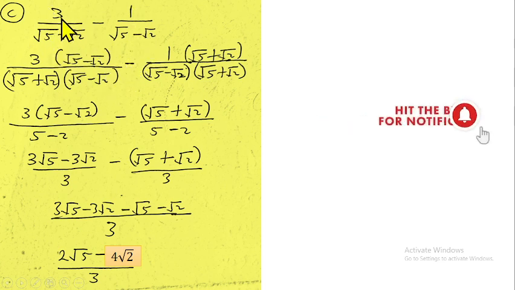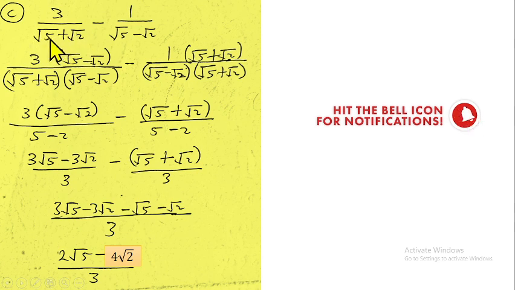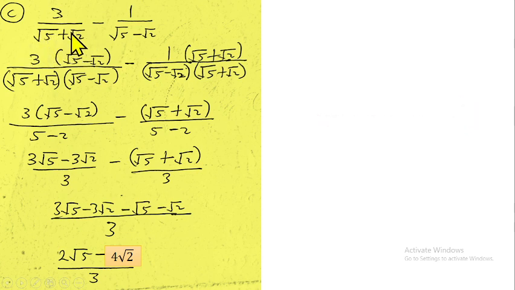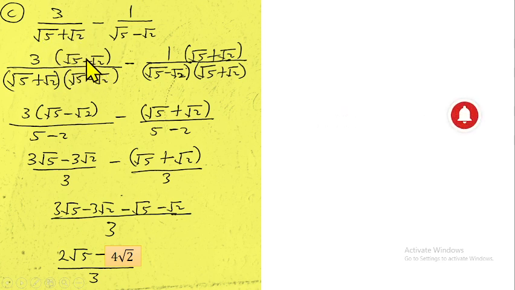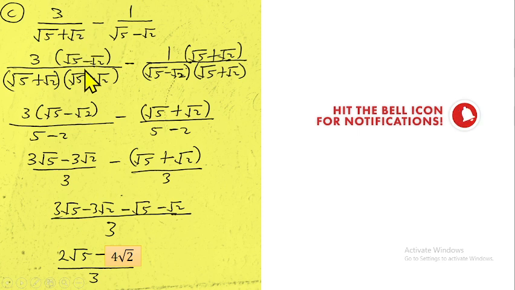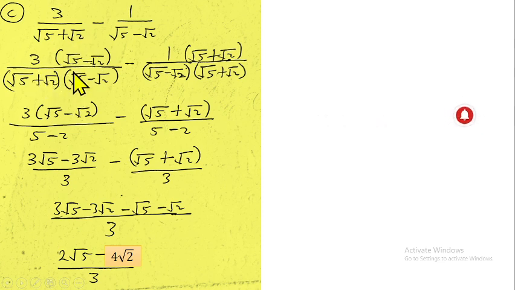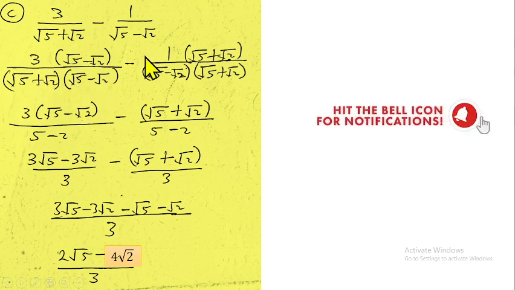How do we rationalize this? We are having the denominator to be in surd form. That's why we are rationalizing in the first place. And how do we rationalize it? By looking for the conjugate of the denominator. What is the conjugate of surd 5 plus surd 2? That should be surd 5 minus surd 2. So we now use the conjugate to multiply up and down, and that will give us this. Do we understand that? Good.